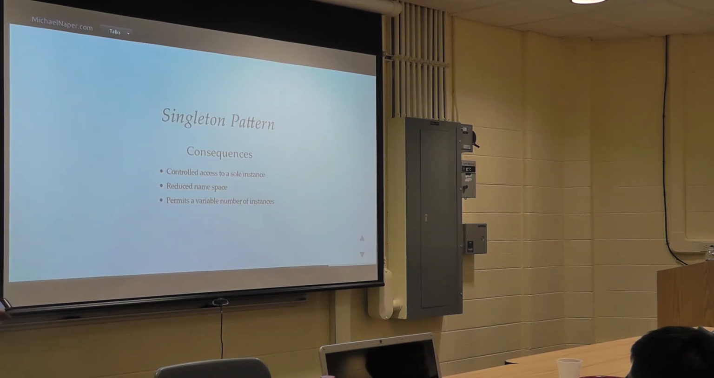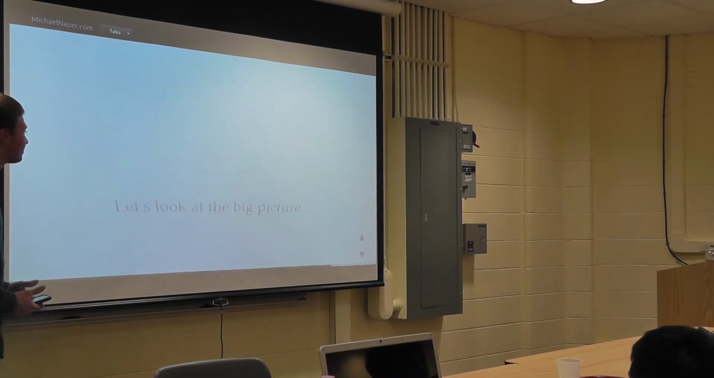And of course the consequences. Controlled access to a sole instance, and a reduced namespace. You don't have to create a bunch of different global variables everywhere. It's centralized in one location. It also permits a variable number of instances. Singleton is typically thought of as one object in memory, but maybe for some reason you want 3 objects in memory. You can just keep a counter, and say, while the counter is less than 3, create a new instance. Otherwise, use an old one. So it's very flexible there.